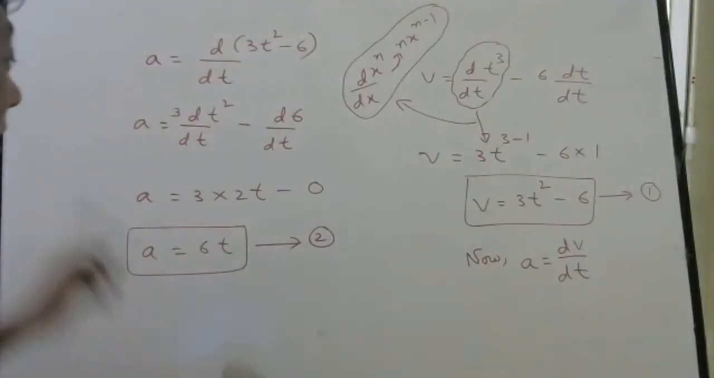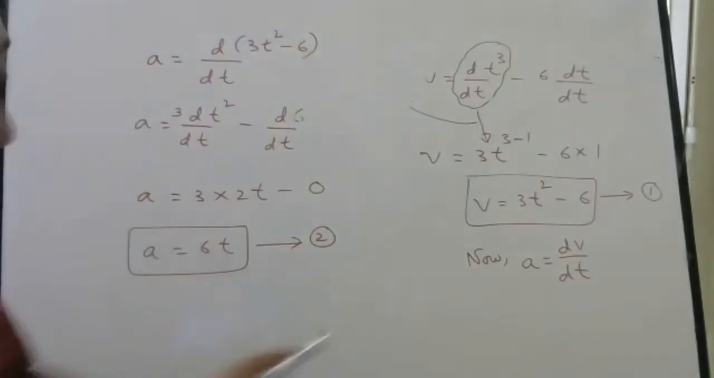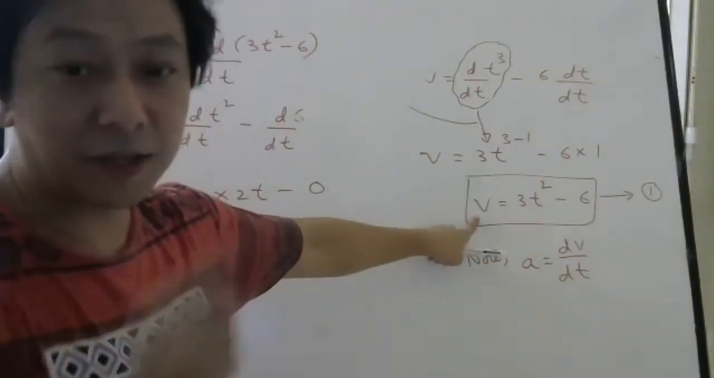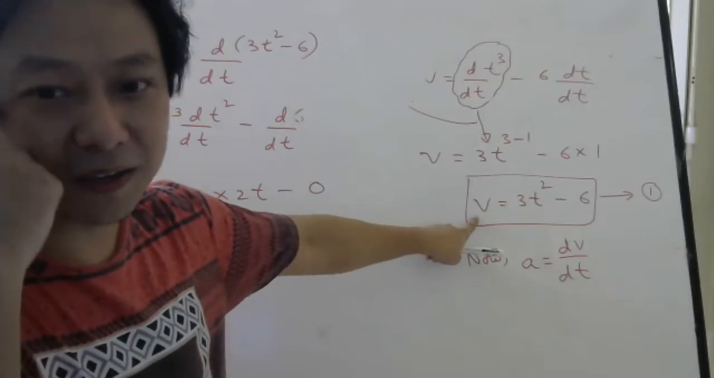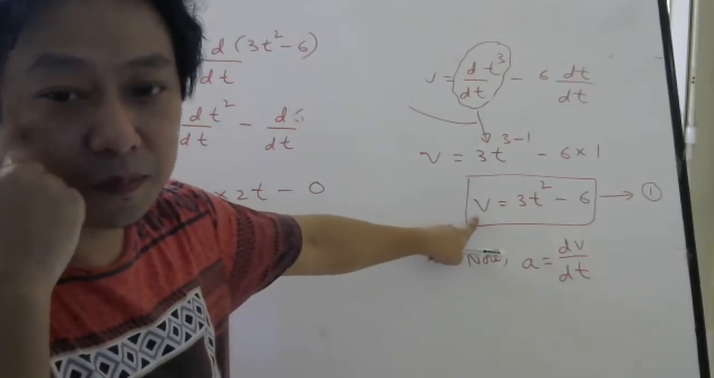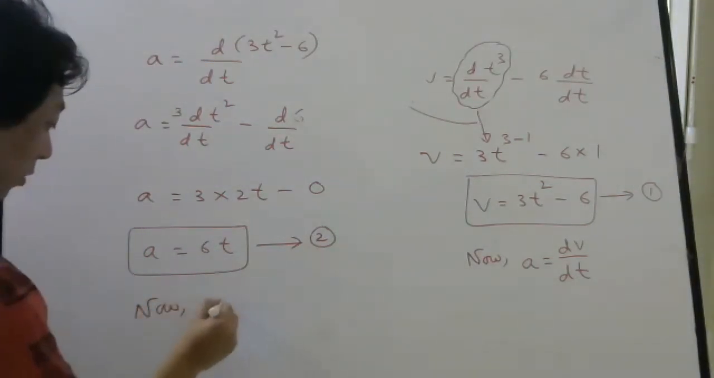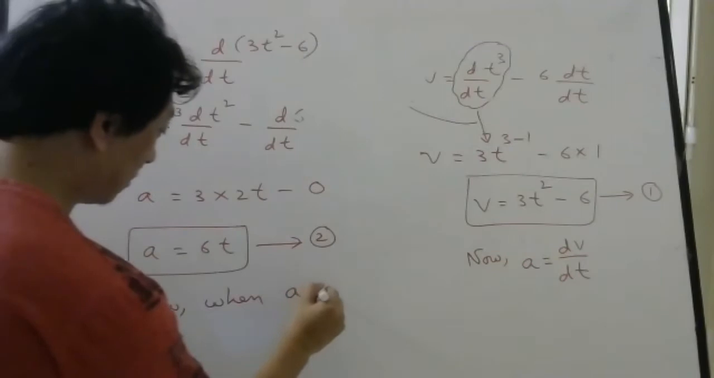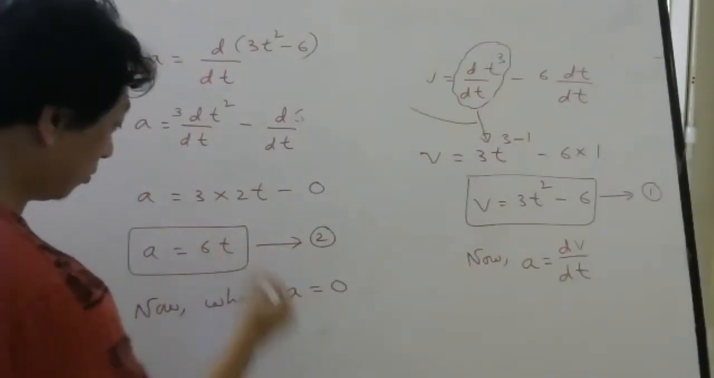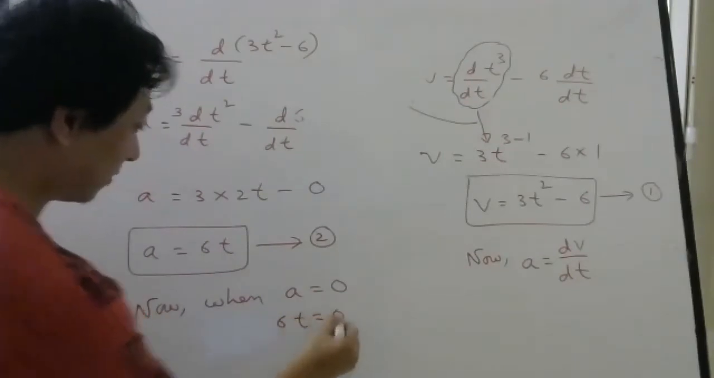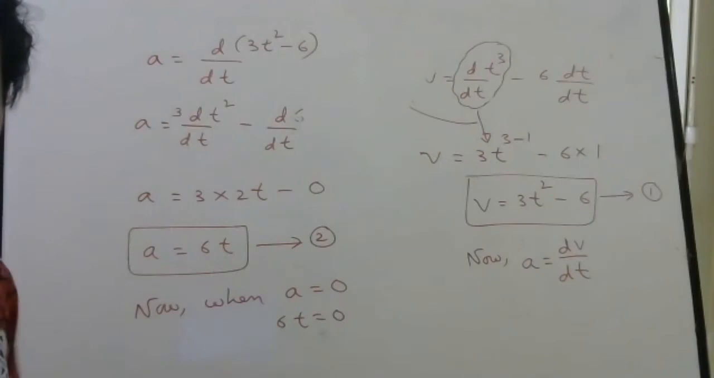Right? Okay. Now, what did they tell? When do they want the velocity? Check your question. At what moment do they want it? When a is 0. So now, when a is 0, what will equation 2 give you? 6t should be 0, right? Equation 2, a is 0, that means 6t should be 0.